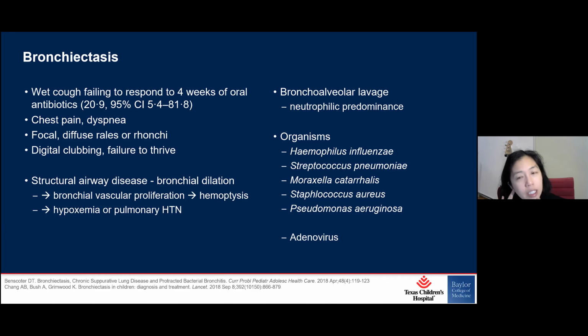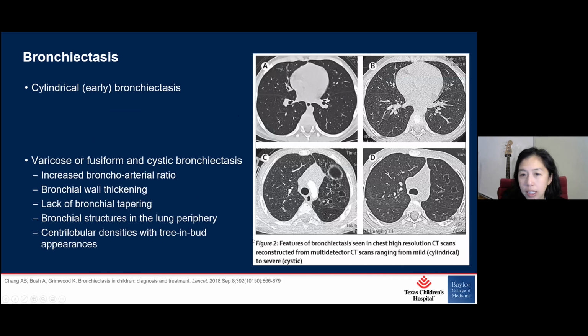And it's interesting to me, bronchiectasis is really a structural airway disease. You've got these clinical findings, but the diagnosis is really made on CT. And again, here are the organisms that may be at risk. Very similar, except that you've got a little bit of staph playing here and Pseudomonas in the long term. I put adenovirus here because the thought is that adenovirus may contribute to the development of bronchiectasis.